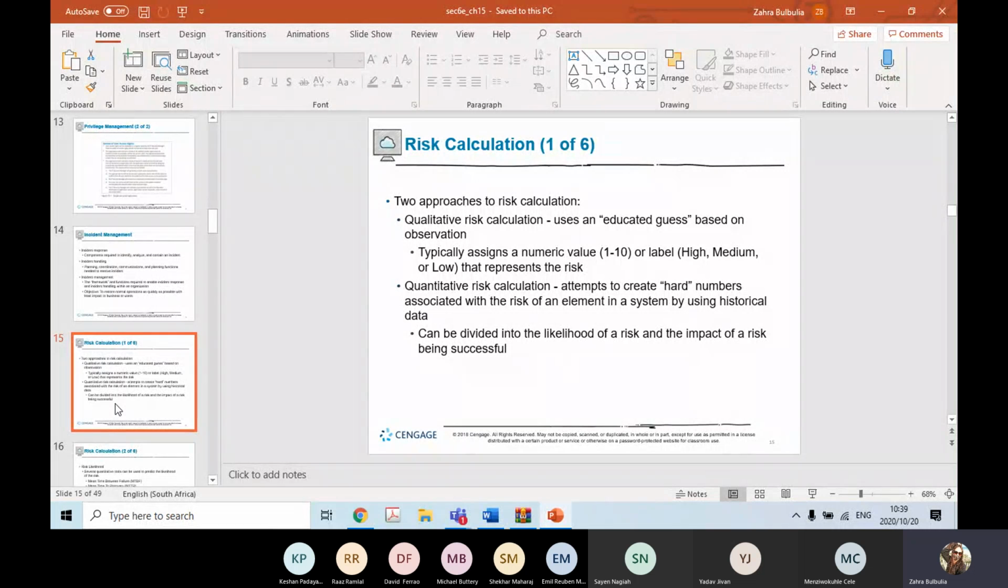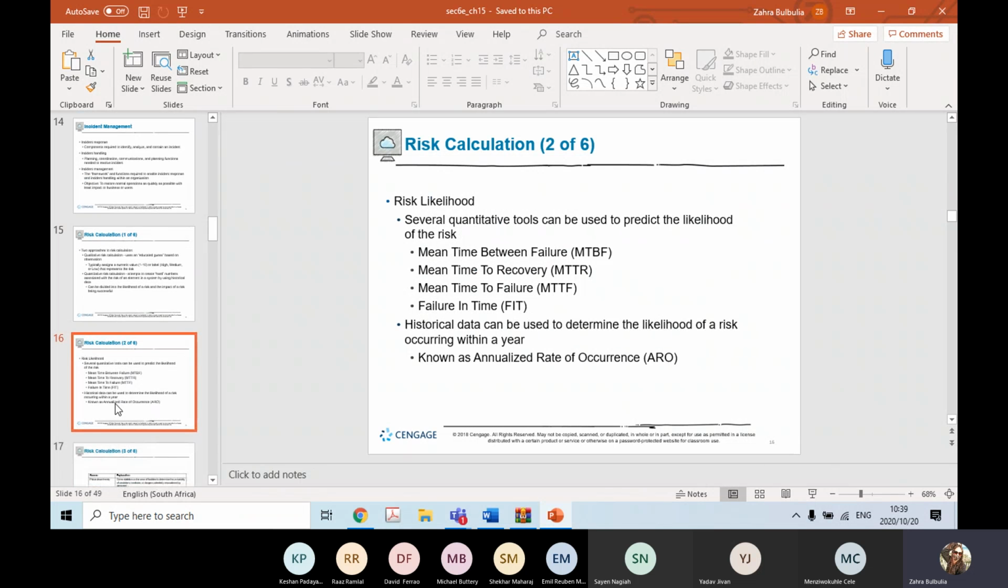So how do we calculate risk? Well, there's many ways to do this. The qualitative risk calculation uses an educated guess based on observation. So you typically assign a numeric value on a scale of 1 to 10, being high, medium, or low, that represents the risk. Quantitative attempts to create hard numbers associated with the risk by using historical data. And it's divided into the likelihood of the risk and the impact of the risk being successful.